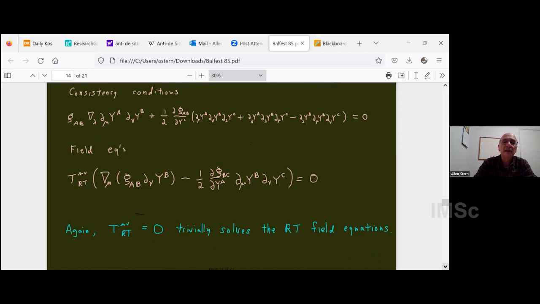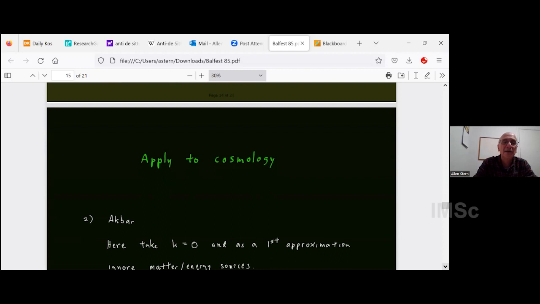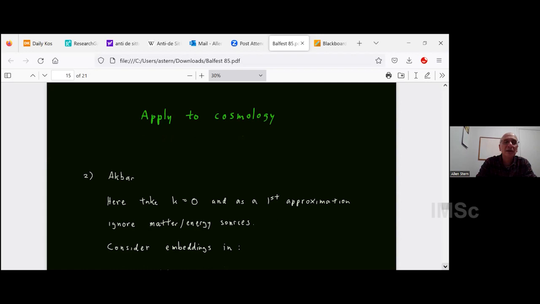Also here one sees again that T_RT equals zero is a trivial solution to the field equations, and that means it is equivalent to the Einstein equation. So again, all solutions of Einstein equations solve the Regge-Teitelboim equations. But again, I'm interested in the case where this new source term is not zero. So now let's apply this to cosmology again. Now I want to use this second example that I mentioned, which was given by Akbar. Here I'm just going to look at the case where this trigatomic constant is zero, and we'll ignore additional energy-momentum sources. I think k equals zero is currently favored. Flat space is currently favored, so it may be relevant to concentrate on this example.